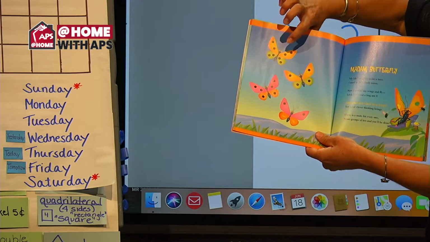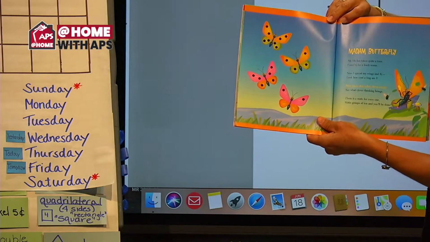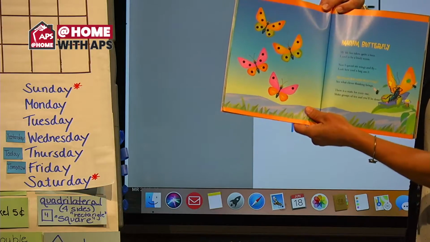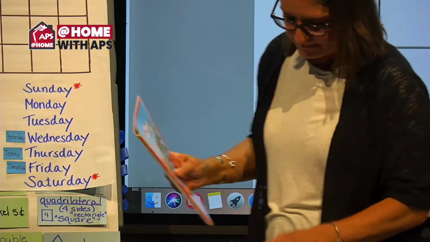So we have 8 plus 2, 10. 4 plus 6, 10. 10 plus 10, 20. 20 dots in all, and that was pretty easy when we went ahead and made groups of 10.